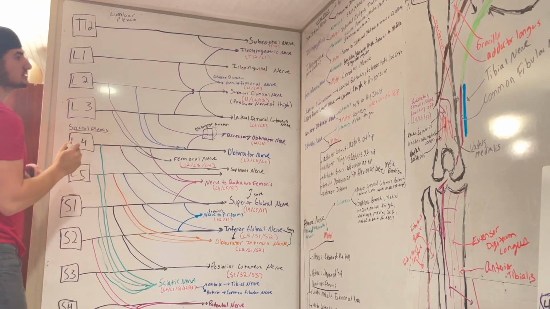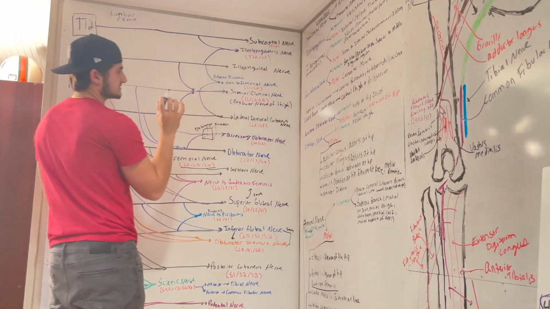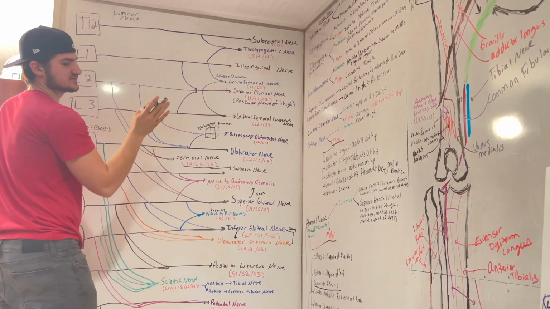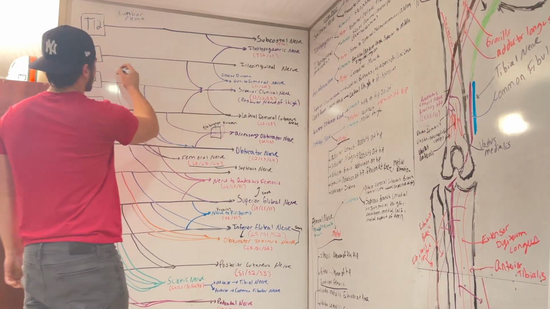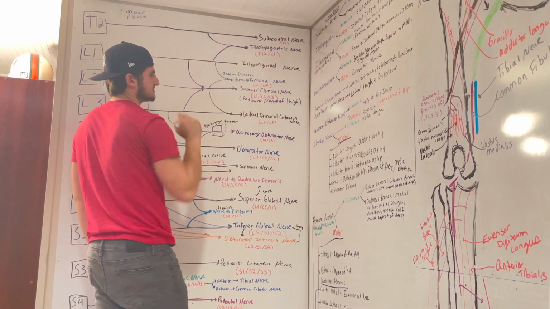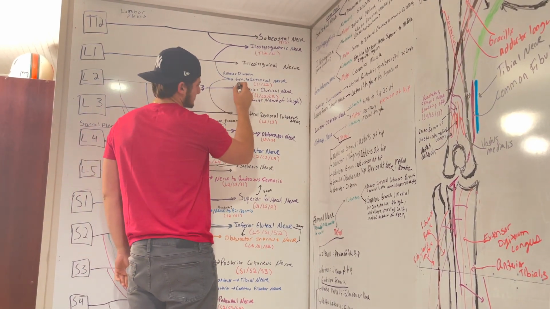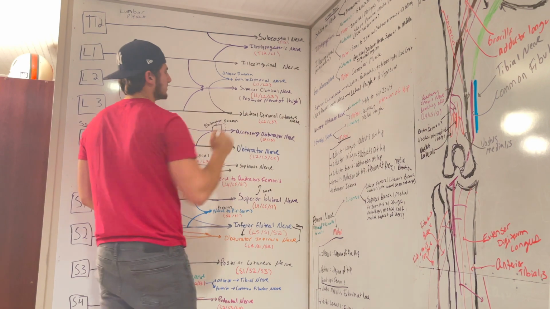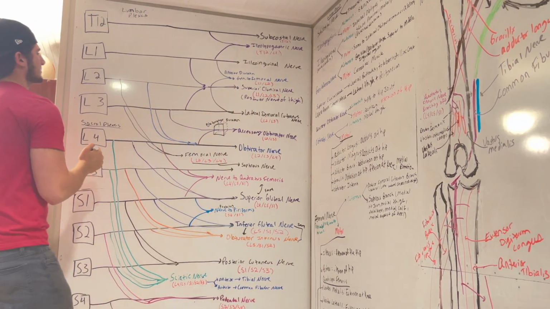Now L2 gives some of its fibers and it connects to L1, so L1 and L2 join together, and this is the anterior division, and this is the genitofemoral nerve. That's L1 and L2.